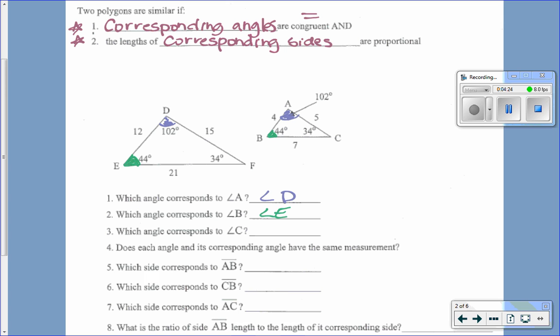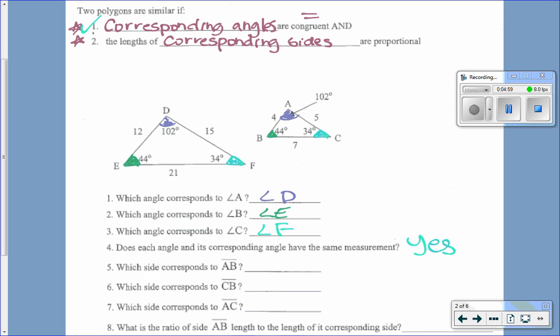Number 3, which angle corresponds to angle C? Angle F. Good. And how do we know that angle F corresponds? Because their angle measures are congruent. They're equal. Are we good? Number 4, does each angle and its corresponding angle have the same measurement? Yes. So far, we have corresponding angles are congruent.